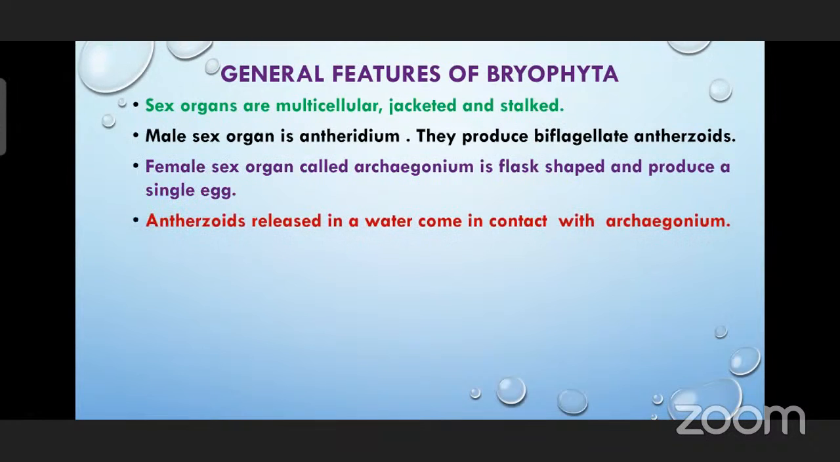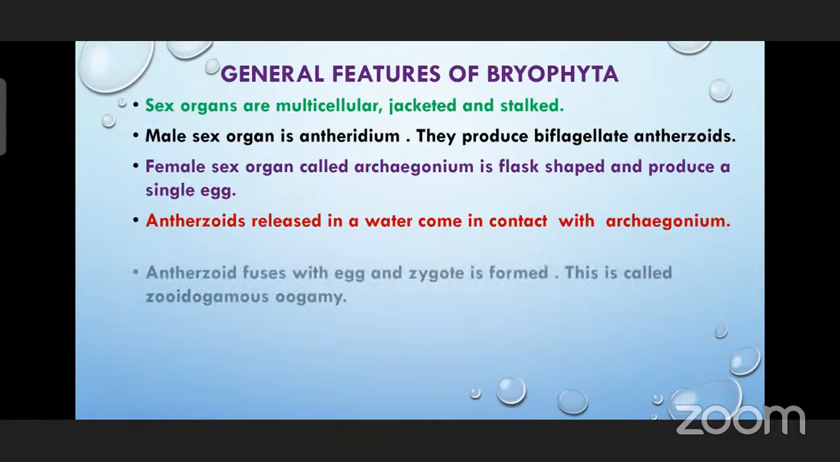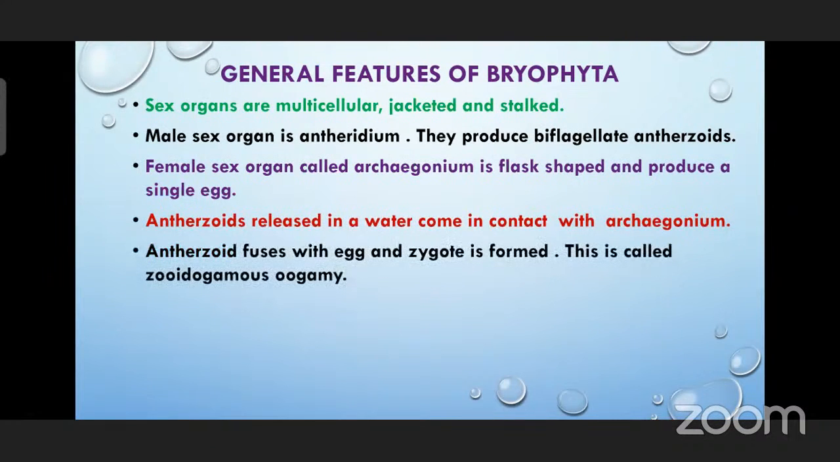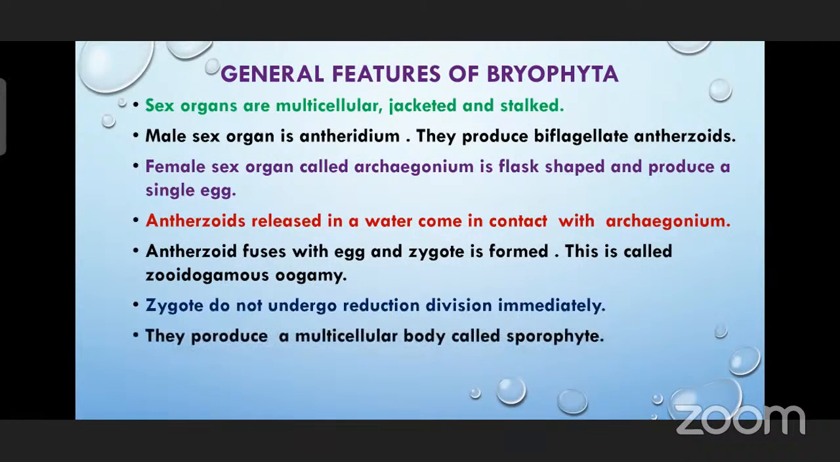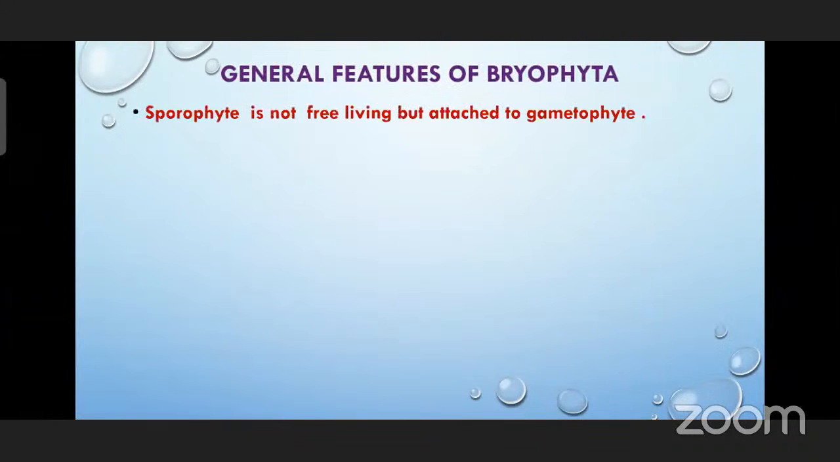And these antherozoids are released in water, come in contact with the archegonium, and this process where zygote formation takes place is called zoidogamous oogamy. And immediately the zygote is not going to undergo meiotic division. It is going to develop into a structure called sporophyte. After developing, this sporophyte only is going to undergo meiotic divisions.